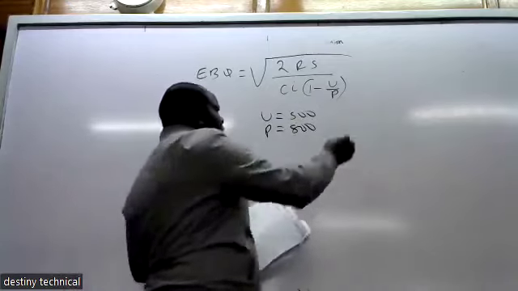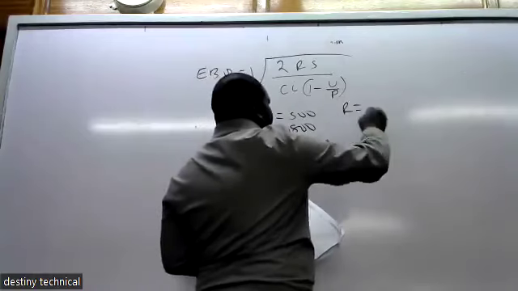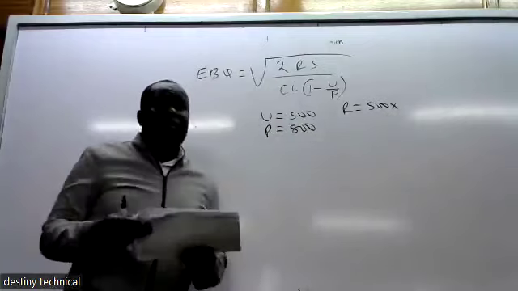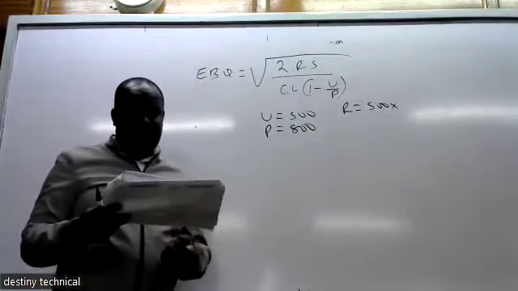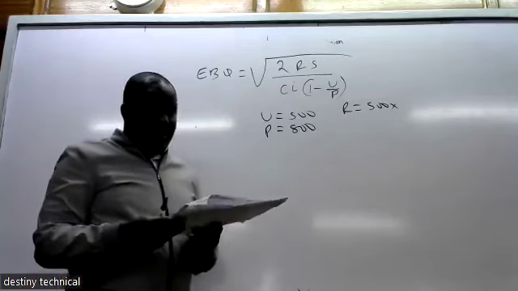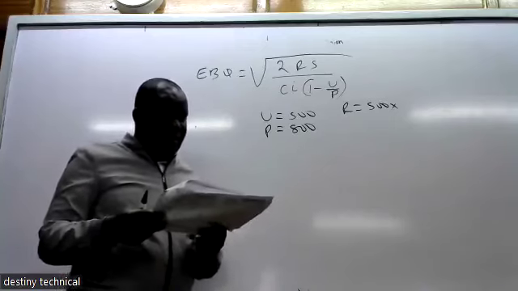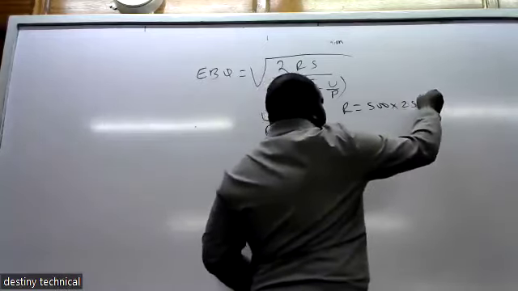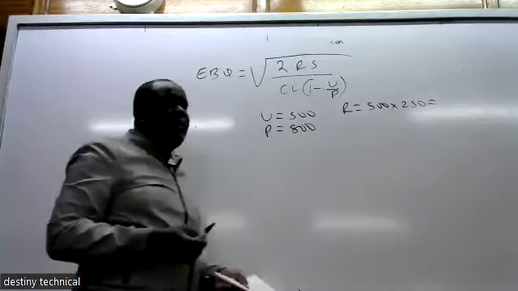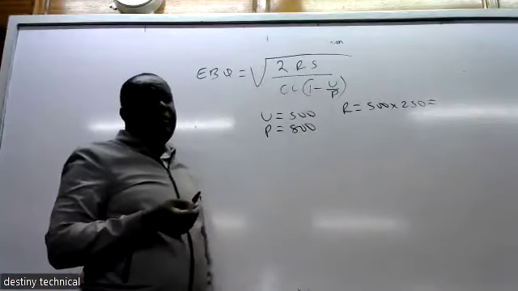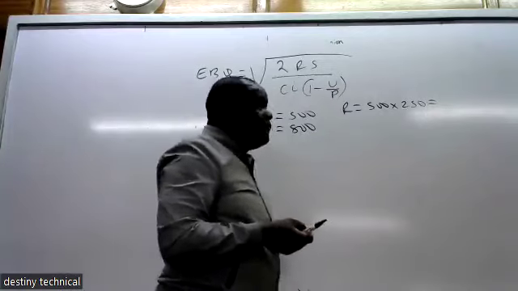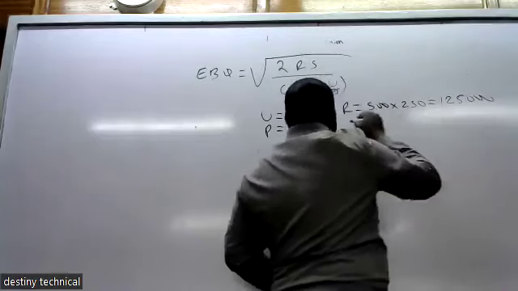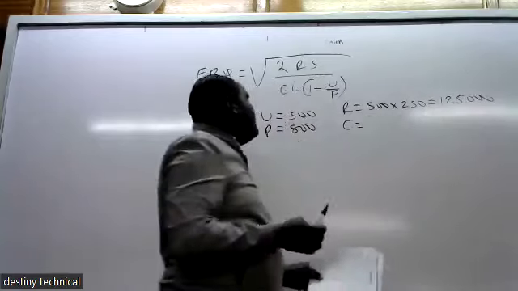Then we also need to get R. To get R, usage is 500 per day. But the question has said how many working days in a year? 250. So multiplied by 250 days, see what you come up with: 125,000.